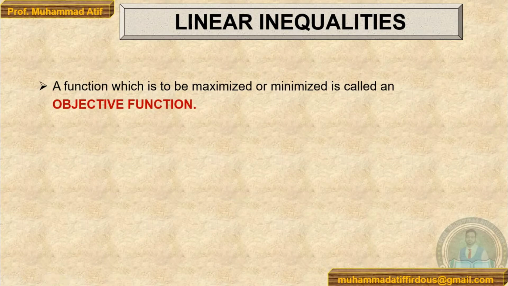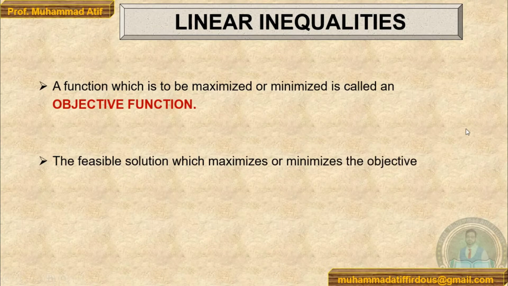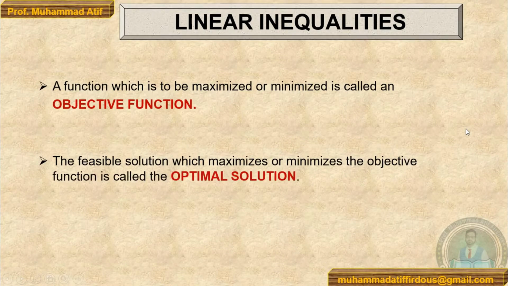In order to solve the word problem related to linear inequalities, we have to set an objective function. A function which is to be maximized or minimized is called objective function. Then the second one is feasible solution, a solution which lies in the first quadrant. The feasible solution which maximizes or minimizes the given objective function is called optimal solution. So these are the definitions which I am going to use in word problems. You should know what is objective function, what is optimal solution, and what is feasible solution.